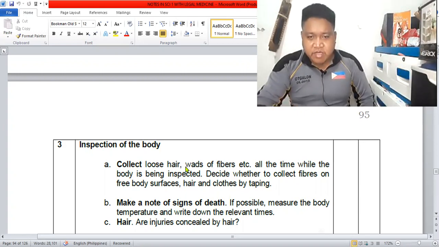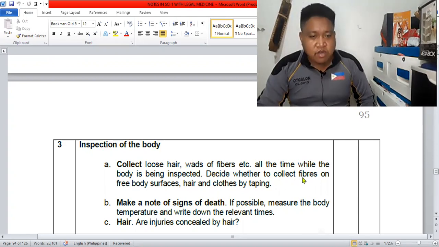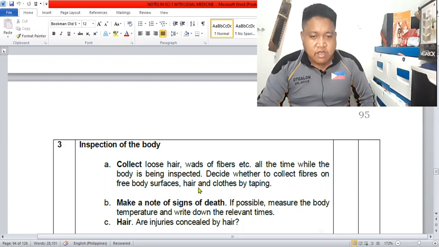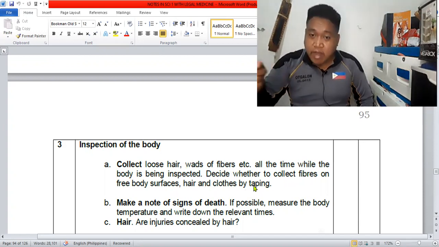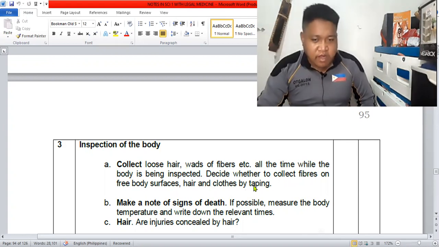You collect it immediately. Decide whether to collect the fibers on the free body surfaces, hair, and clothes by taping. Yan. Pwede kang gumamit ng scotch tape. Yung scotch tape, meron siyang paste. Pwede mo siyang i-tape, then lift. Okay? You decide.